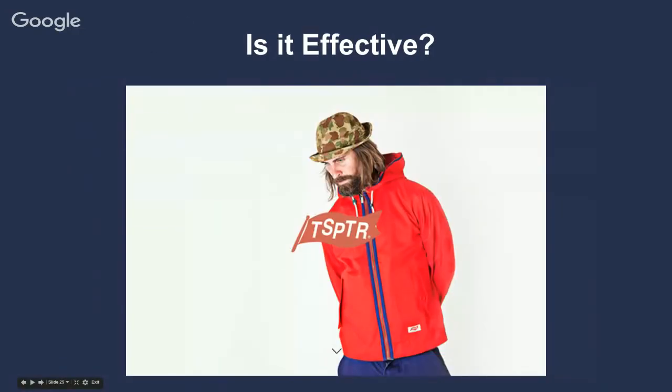Next, you need to ask yourself another question: is the photo effective? An example of an effective photo is the TSPTR website. Notice how the man in the photo is looking downwards, like there is something below for you to explore. Indeed, there is something below. If you scroll down on the website, you will see more of the content, which shows what the website is about and what they're offering.